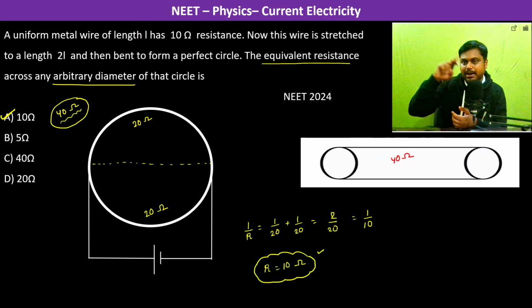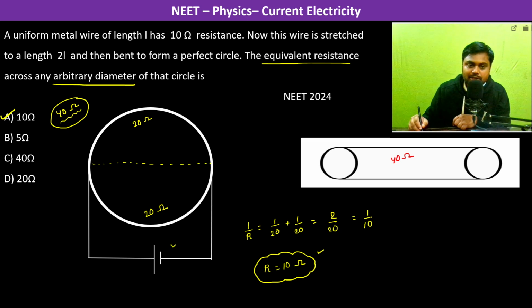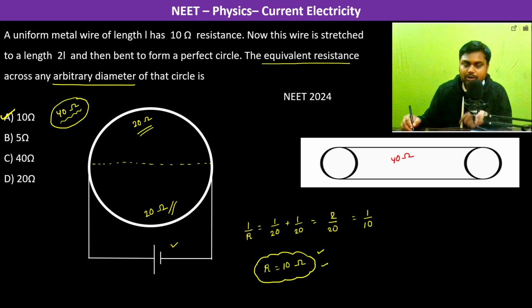Now when it is bent in the form of a circle and the two end points of the diameter are connected, we have to find the equivalent resistance across it. So we did an equivalent circuit diagram. So this is 20 ohms here, 20 ohms here, and when we find the equivalent resistance, it comes out to be 10 ohm, because both of them become parallel. So therefore the answer is 10.